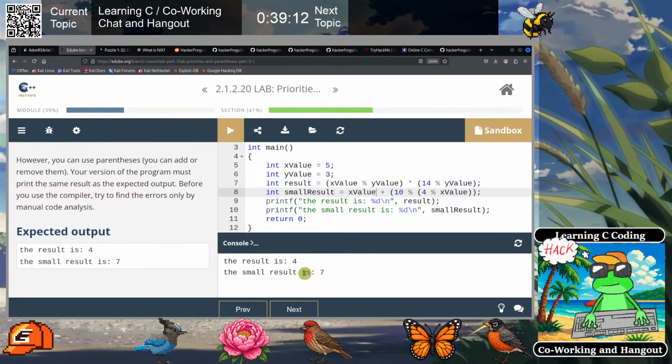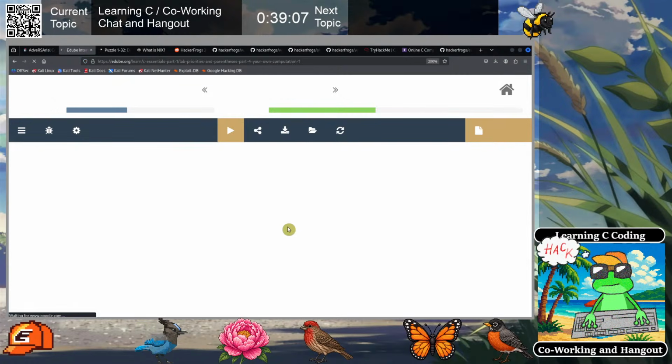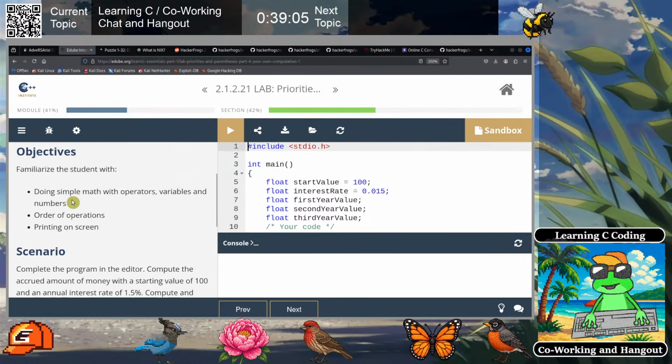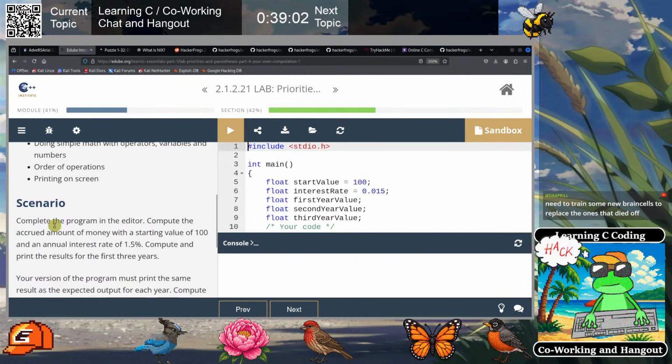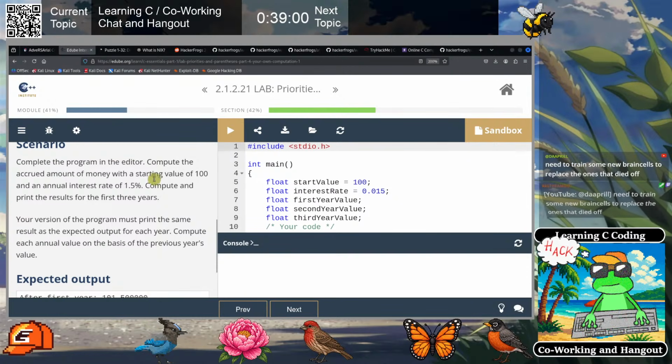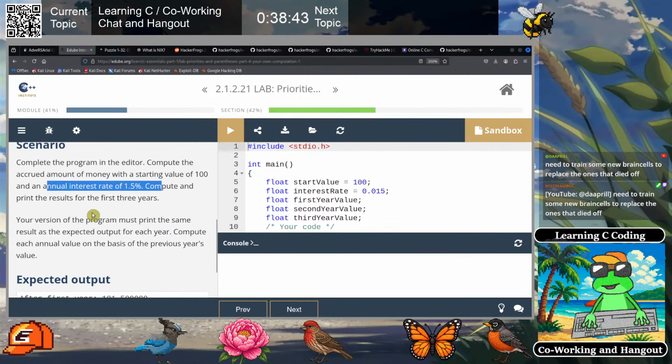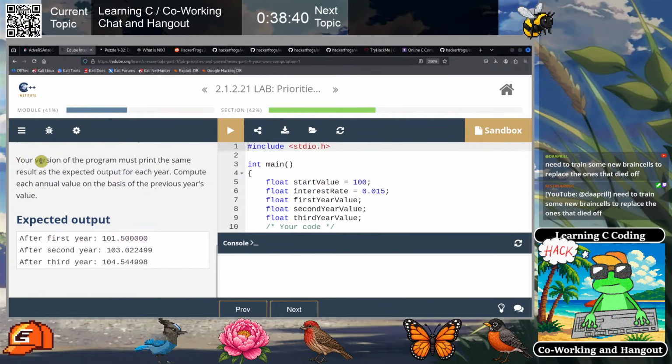Haven't done this stuff in a long time. Yeah, I'm also struggling. Okay, order of operations printing on the screen. Uh-oh. Need to train some new brain cells to replace the ones that died off. Yeah, I need to do some more math education.